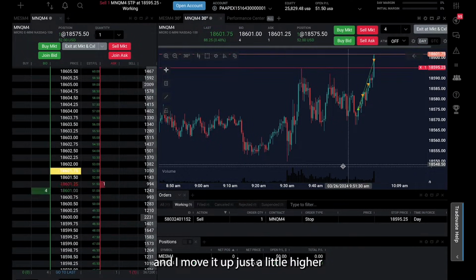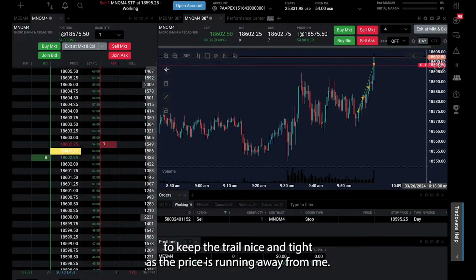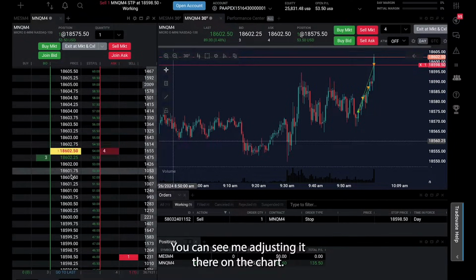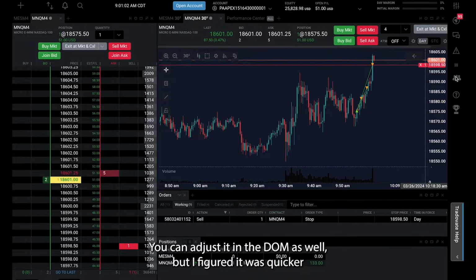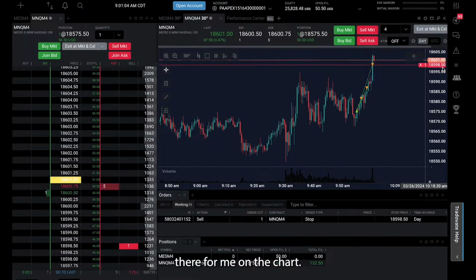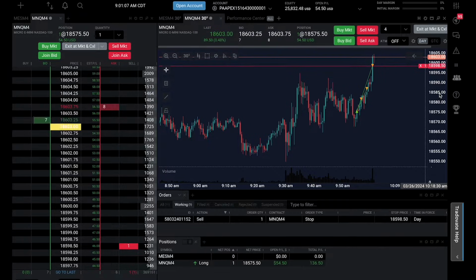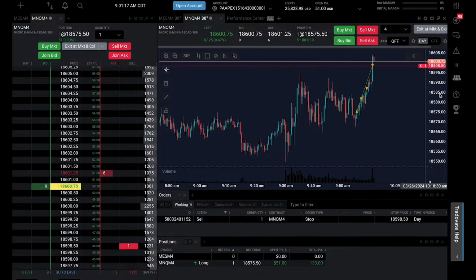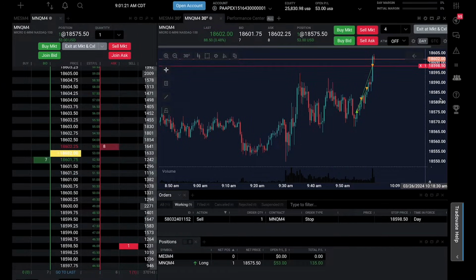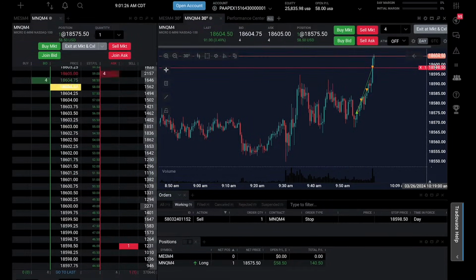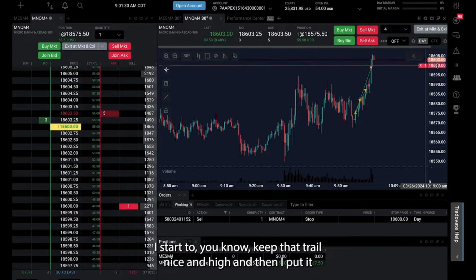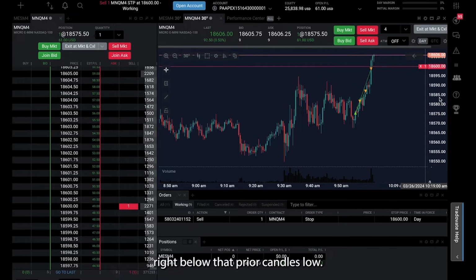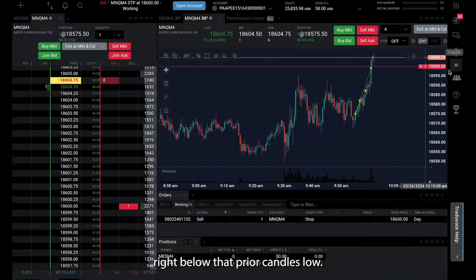and I move it up just a little higher to keep the trail nice and tight as the price is running away from me. You can see me adjusting it there on the chart. You can adjust it in the DOM as well, but I figured it was quicker there for me on the chart. And as the price moves higher, I keep that trail nice and high. And then I put it right below that prior candle's low.